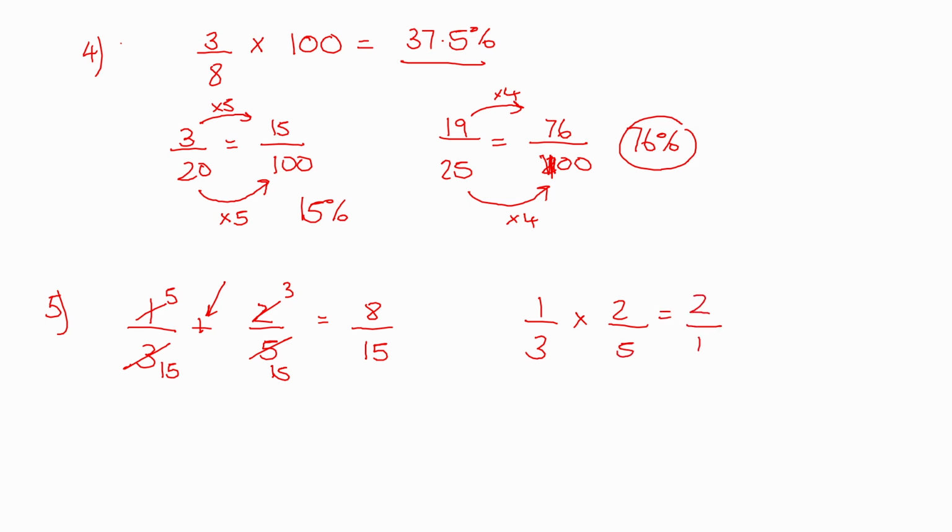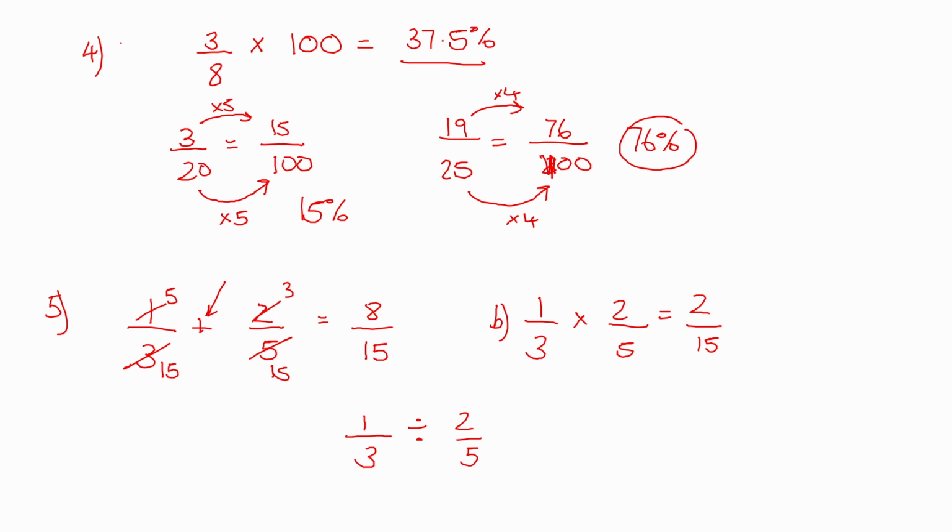Multiply the top, multiply the bottom. I don't think you'd be asked to simplify the answer, or you can't simplify that, but just be careful. If it says simplify your answer, do it, but if it doesn't, don't. Okay. And finally, divide. So we go for 1/3 divided by 2/5, right?